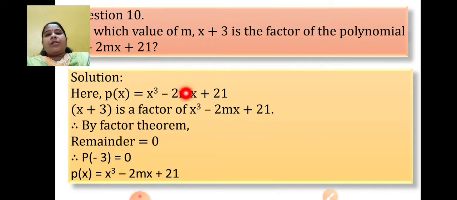Now substitute. P of x is x cube minus 2mx plus 21. So wherever I see x, I will substitute minus 3. From where do I get that minus 3? From here, it is x plus 3. So we need to take the sign which is exactly opposite to this. So substitute x as minus 3. And p of minus 3 is already 0. Who told us this? It is given that it is a factor. It means that the remainder should be 0.